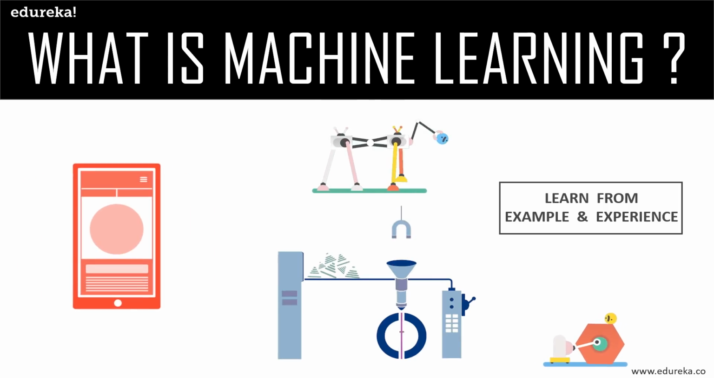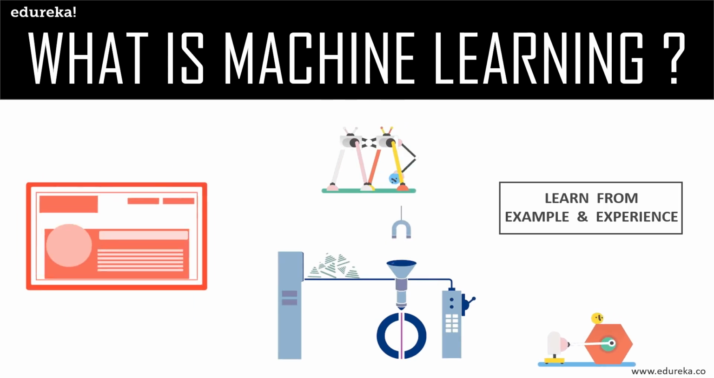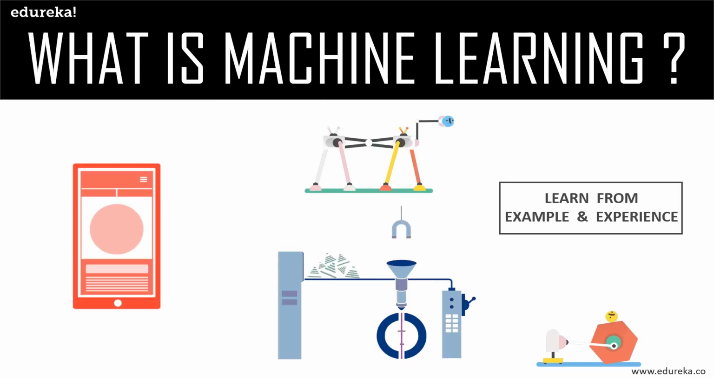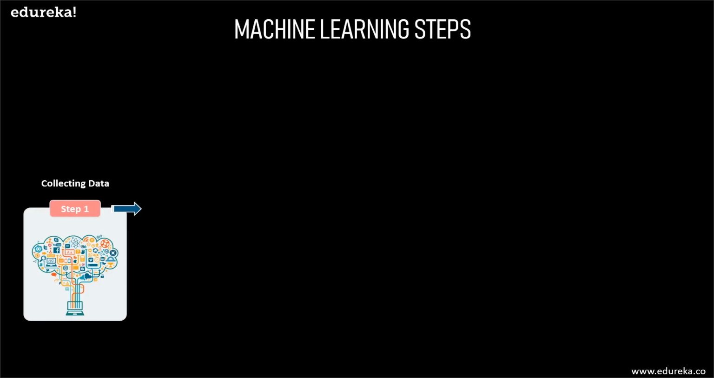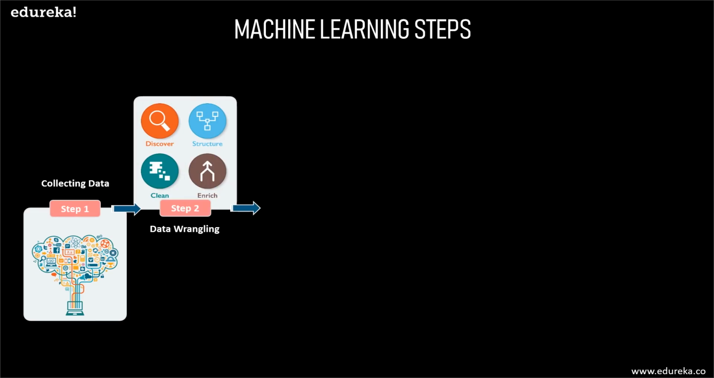Now, typically, any machine learning algorithm has some steps which it needs to follow. So what I'm now going to discuss are the generic steps every machine learning algorithm follows. The first stage involves the collection of all the relevant data from the various sources. After collecting the data comes data wrangling, which is the process of cleaning and converting raw data into a format that allows convenient consumption.